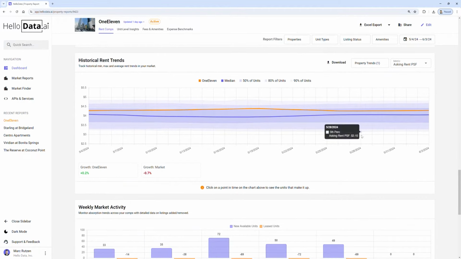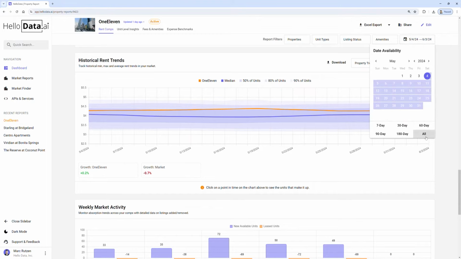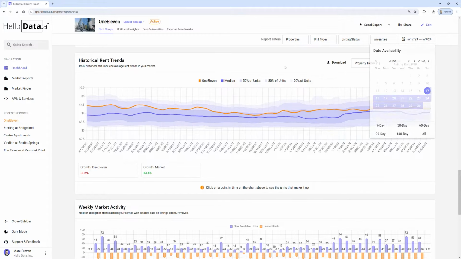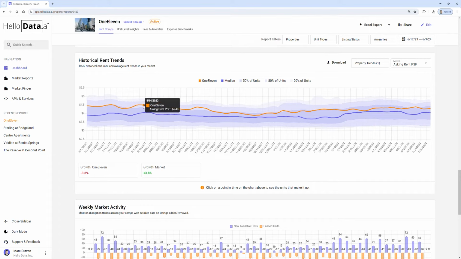Scrolling down further, you've got the historical rent trends. Now this will go back all the way to June of last year when we started collecting data. So if I go filter here, it's going to show the entire trend for the subject all the way from June 17th to the comp set, that median of the comp set. Now, what's great about this is not that we're showing a trend because, you know, a lot of different platforms show trends.